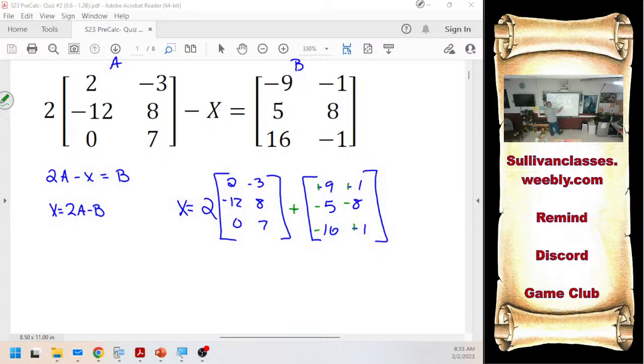Let's try that again. 4 plus 9. -6 plus 1. -24 minus 5. 16 minus 8. 0 minus 16. 14 plus 1. Now I just kind of bypassed all of the talk behind it, but how do I know I can even add these things together?